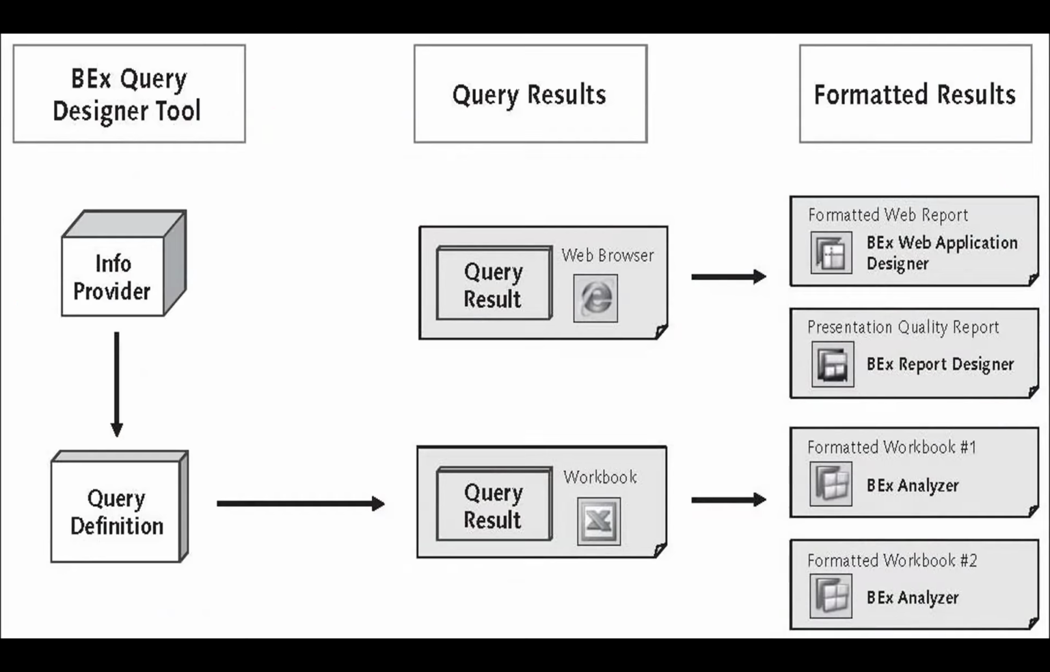We start from the query designer tool, info provider, and then through query definition. From this, we go to the query results in the form of a workbook. The formatted results of the workbook will be a formatted workbook, while for query results in, for example, a web browser, the formatted results will be reports. Formatted web report or presentation quality report.